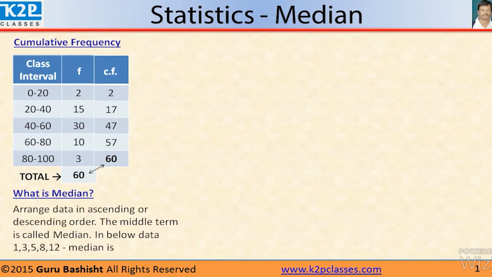So what is a median? Arrange the observation data in ascending or descending order. Then the middle term is called the median. See the example below. If the observations are 1, 3, 5, 8, 12, what is the median? It is in ascending order, and there are 5 data. So the middle one is 5. So the median is 5.